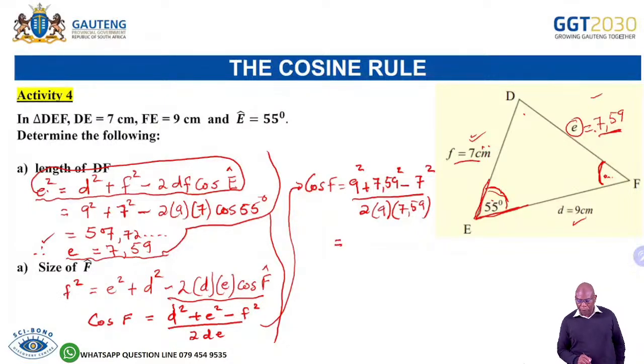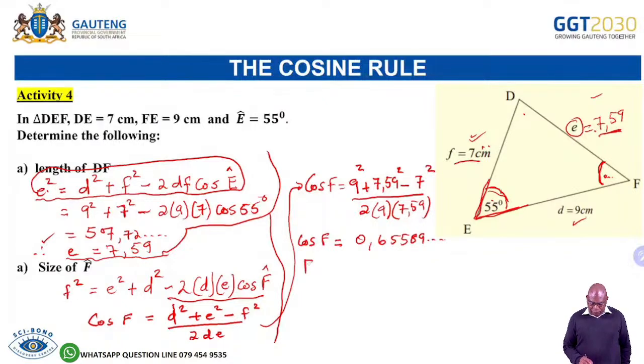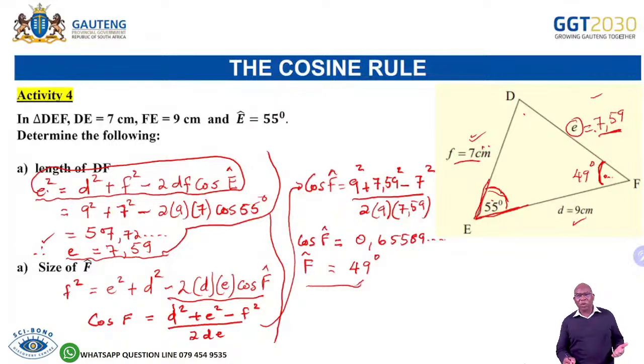Then I can get the cos of f, which is going to be 0.65589, right? Then the f, which is an angle now, is going to be equal to 49 degrees. Okay, so the angle, that angle is 49 degrees. And this is what we call solving triangles. So obviously, just as a bonus, I can get that angle here.